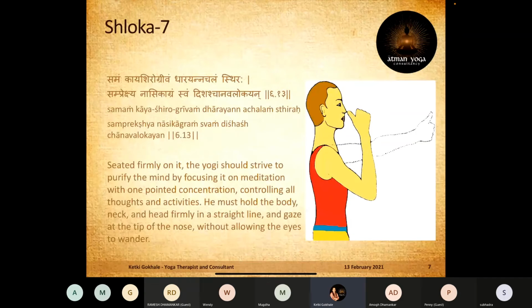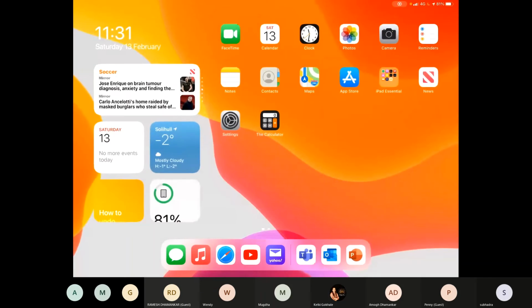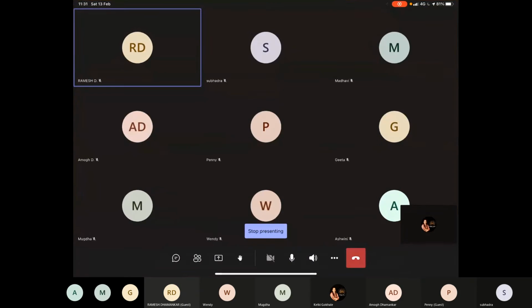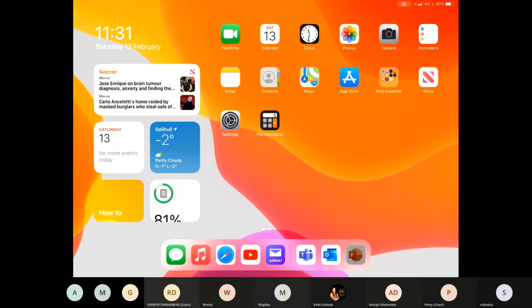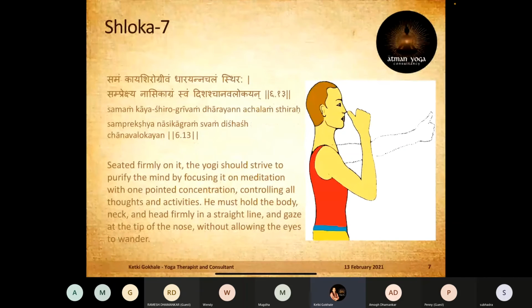Do you have any questions so far? Shall we do our group practice now? You can unmute yourself. Yeah. So if you are ready, we can start.